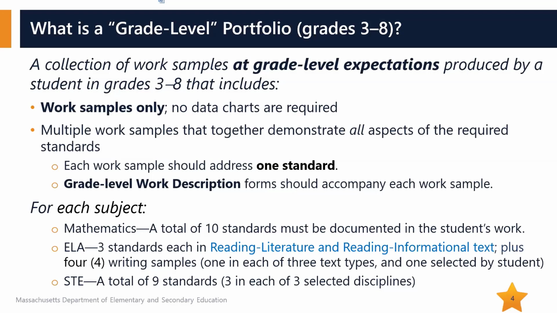For each subject, there are some specific requirements for grades 3 through 8. To earn a score of partially meeting expectations or higher, the minimum you would need for math is 10 standards. They'd have to document 10 learning standards. For ELA, the minimum would be 3 standards in reading for literature and 3 standards for reading informational text, so that's 6 standards in total, plus 4 writing samples. For science and technology/engineering, a student would need a total of 9 standards, 3 in each selected discipline. Again, these are all described in the grade level or competency portfolio manual. I just want to give everyone a little information about the basic requirements for completing these portfolios for each subject area.